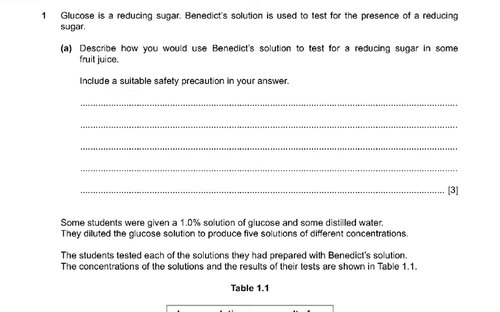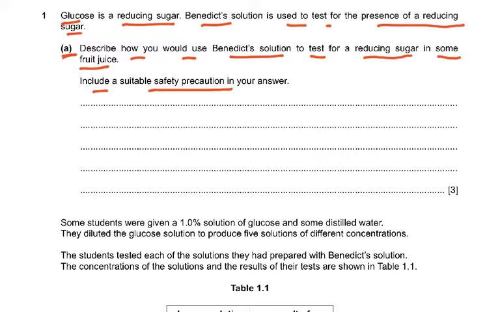Now, starting with question one. Now, when I read the question, just look at the way I read it. Glucose is a reducing sugar. Benedict solution is used to test for the presence of a reducing sugar. Part A, describe how you would use Benedict solution to test for a reducing sugar in some fruit juice. Include a suitable safety precaution in your answer, and this is for 3 marks.